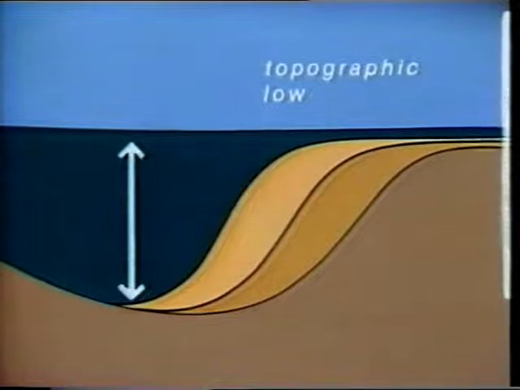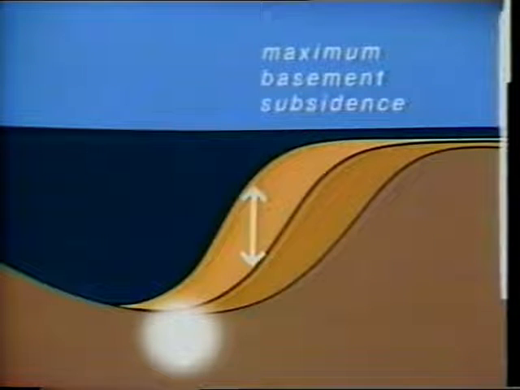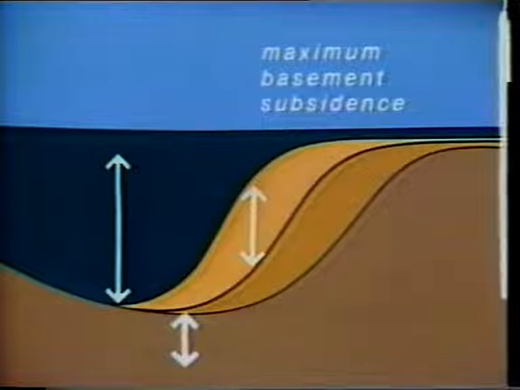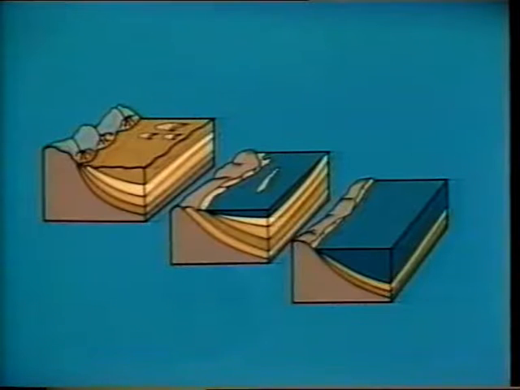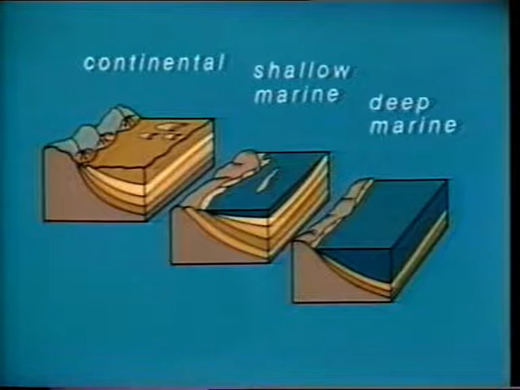At any one time, the basin's deposenter, the point of maximum basement subsidence, and the topographic low will probably not coincide. Basins can also be characterized by the sediments that fill them. They can be dominated by continental, shallow marine, or deep marine sediments, depending on their elevation and the interplay between the rate of subsidence and the rate of sedimentation.